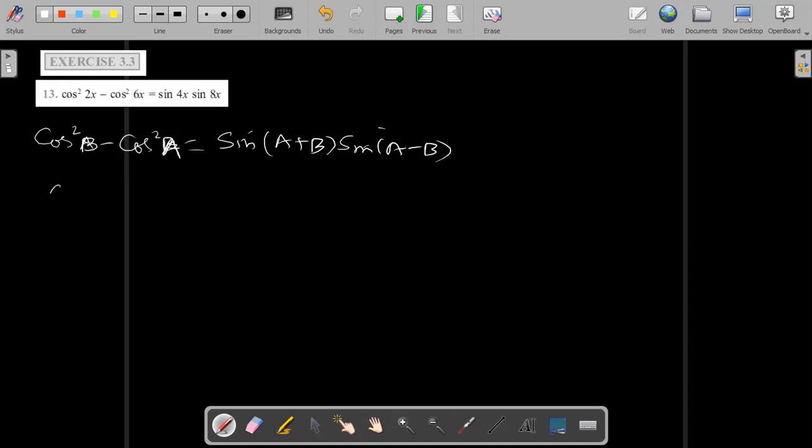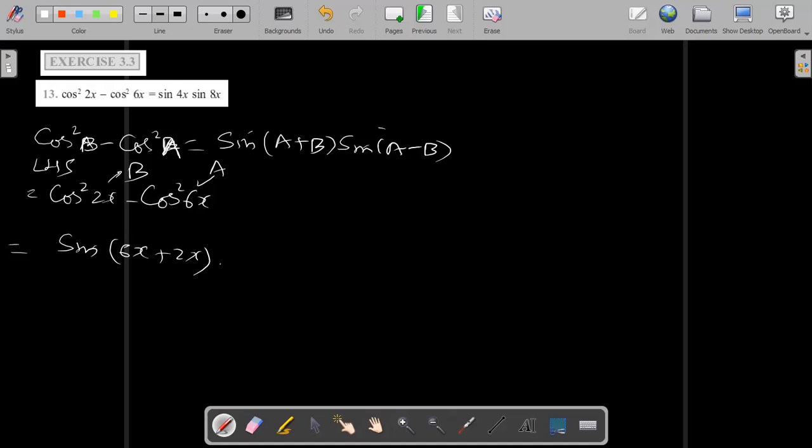So here you have cos²2x on the left hand side minus cos²6x. So 6x you will take as A and this will be B. So A plus B, your answer will be sin(A+B), that is 6x plus 2x, and sin(A−B), 6x minus 2x. So sin(6x+2x), 8x, and sin 4x. So we get sin 4x and sin 8x.